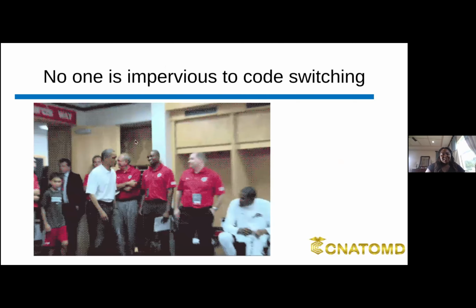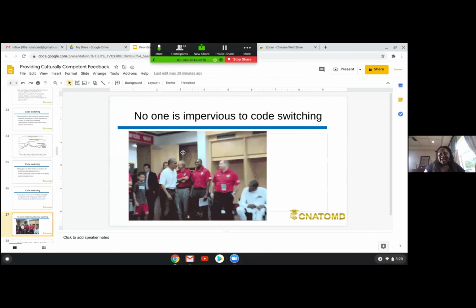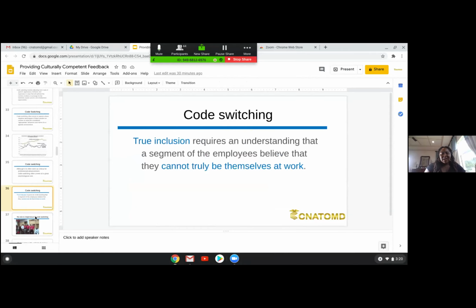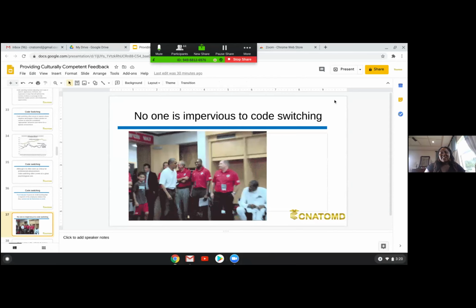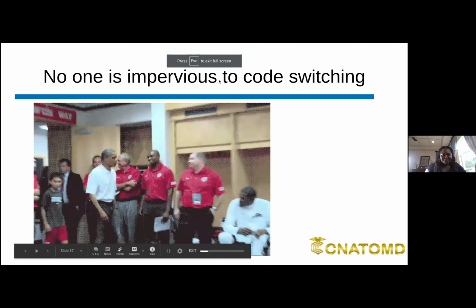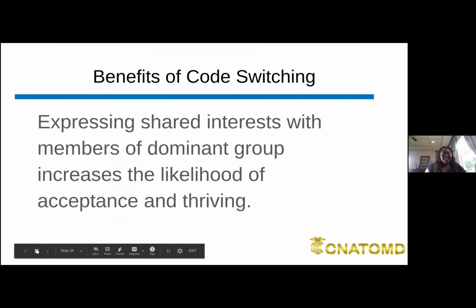This is supposed to be a video of President Obama. I wish that they would play it, demonstrating how he, you may or may not remember this, greeted a bunch of NBA trainees, and everyone remarked at how differently he greeted Kevin Durant. This made the news at one point, and the idea was, if he's not impervious to code switching, what hope then do we have? And so that was a big issue. I don't know why it's not playing, but anyway.